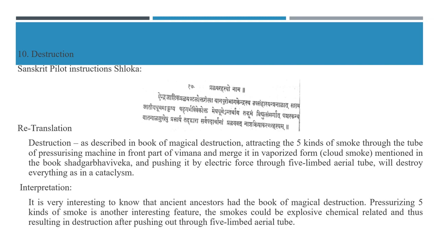And destruction, this is completely related again, as described in the book of magical destruction: attracting the five kinds of smoke through the tube pressurizing machine in front part of the Vimana, merge it with vaporized form mentioned in the book Shadgarbha Viveka, and by pushing electric force through the five limbed aerial tube, it will destroy everything in a cataclysm, means it will be destroying it completely. So it is very interesting that there is a particular book for complete destruction, defense related maybe. So pressurizing five kinds of smoke is another interesting feature. Smokes could be explosive, so as per our knowledge and information, chemical related, and thus resulting in the destruction after pushing out through the five limbed aerial tube. So everything in front of the Vimana or surrounding the Vimana will be turned into ashes.